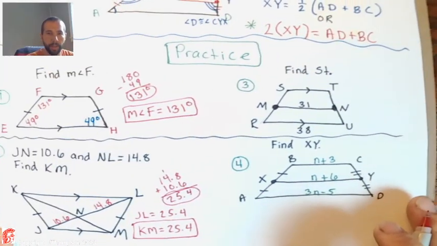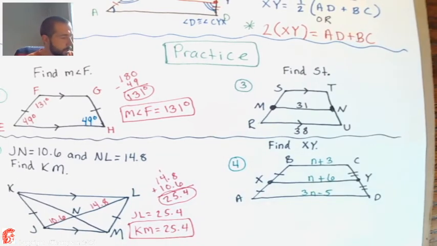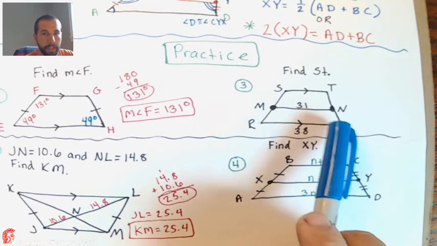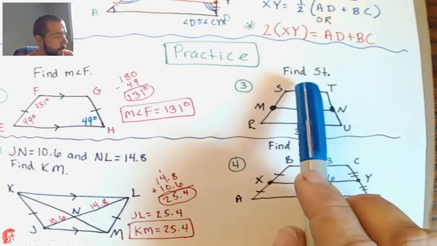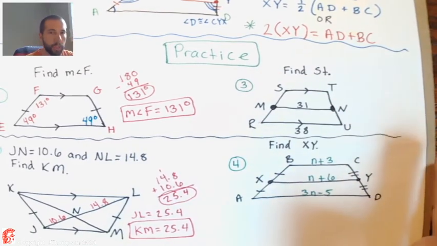Okay, question number 3. Looks like we have a mid-segment drawn in there. Find the length of ST. So they give us the length of the mid-segment is 31. They give us the length of one of the bases is 38. They want the length of the other base. So we're going to use our formula.